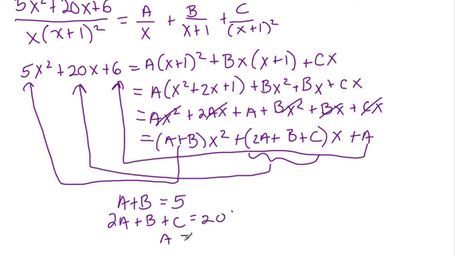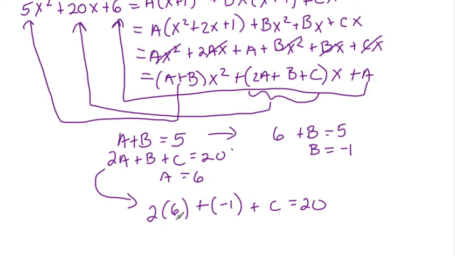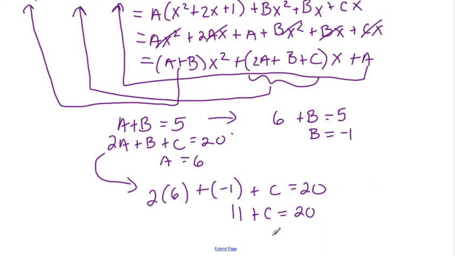And then finally, a has to be 6, which is pretty nice because as soon as I know that a is 6, I know that b is -1. And I then can find out what c is by substituting into this equation. So 2 times a, which is 6, plus b, which is -1, plus c is equal to 20. So that would be 12 minus 1, which would be 11 plus c is equal to 20. Subtract 11 from both sides, and I should get c is equal to 9.